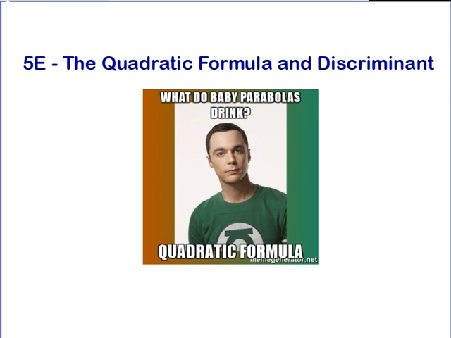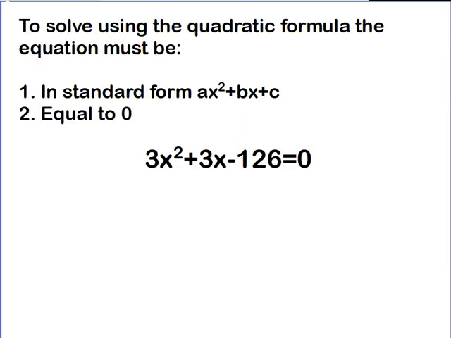Lesson 5E is going to look at the quadratic formula and the discriminant. So the quadratic formula is another method that we can use to solve quadratic equations. We have two rules. It has to be in standard form, so that means ax squared plus bx plus c. So it has to go x squared, x, constant, and has to be equal to 0.